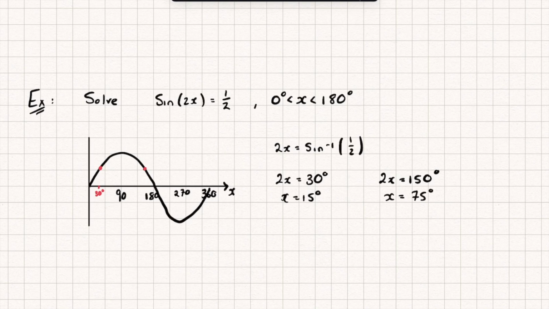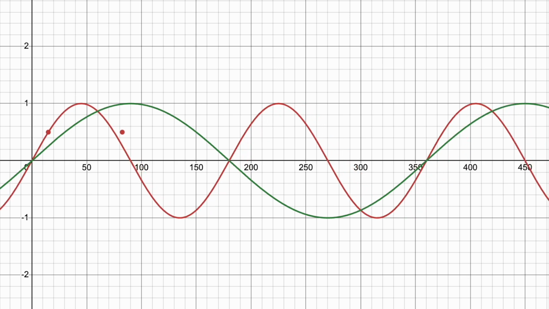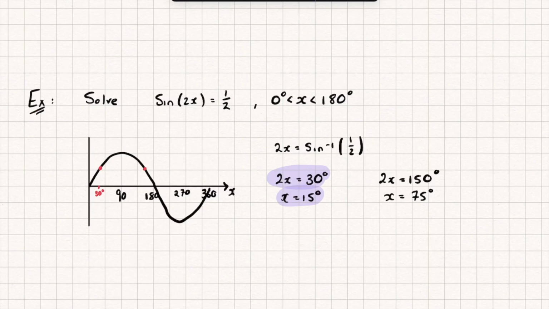Now, a common misconception is people just find this solution, they divide it by 2 and get x equals 15, and then they do 180 minus 15 and use that as their second solution. But I'll put a visual on screen now that will hopefully show you graphically why this doesn't work. Because I can see why people do it, but unfortunately that's not going to give you the right answer.